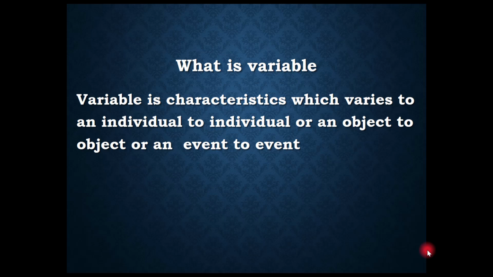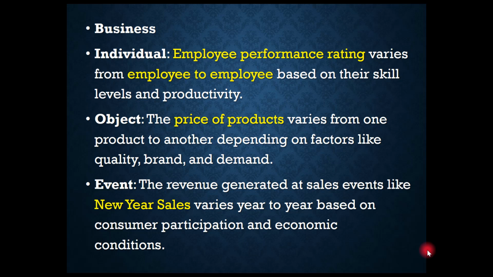Let's have some examples. What is the meaning of individuals, or an object, or event as a variable? In the business sector, employees. Let's suppose someone wants to do some research on employees' performance rating. That varies from employee to employee. Here, the variable is employee performance rating, which is based on their skill level and productivity.